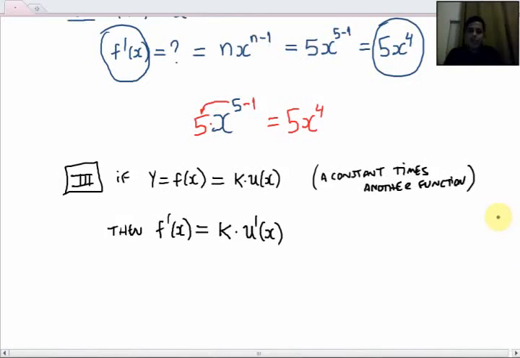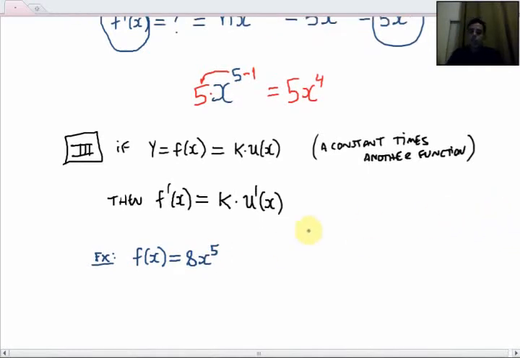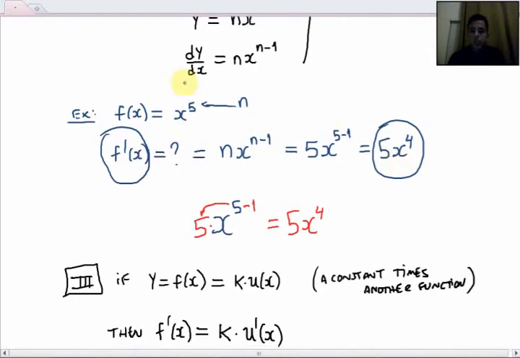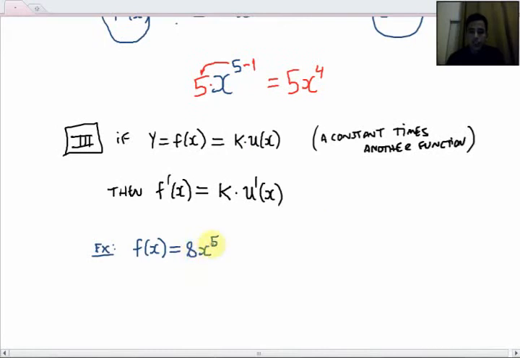Okay, maybe you didn't understand any of that. Let me illustrate for you. Here's an example. Let's say I have a function that looks like this. F of x equals 8x to the 5th. Okay? We know how to do the derivative of x to the 5th. The derivative of x to the 5th is 5x to the 4th. But there's this 8 in front of it. Well, you simply repeat the 8. See, that's what it's saying here.